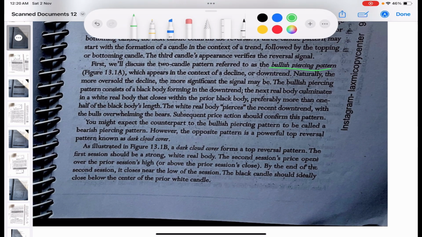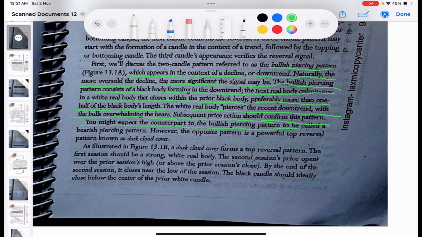Bullish piercing pattern appears in the context of a decline or downturn. Naturally, the more oversold the decline, the more significant the signal may be. The bullish piercing pattern consists of a black body forming in a downtrend. The next real body culminates in a white real body that closes within the prior black body, preferably more than one half of the black body's length. We saw that. The white real body pierces the recent downtrend, with bulls overwhelming the bears. Subsequent price action should confirm the pattern.